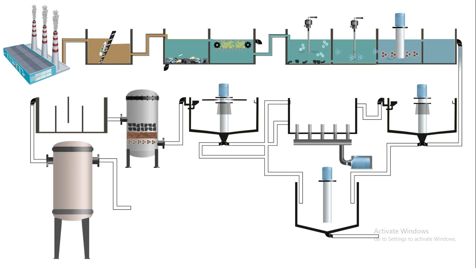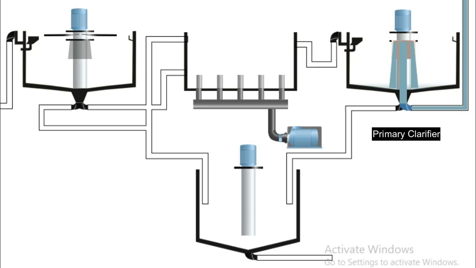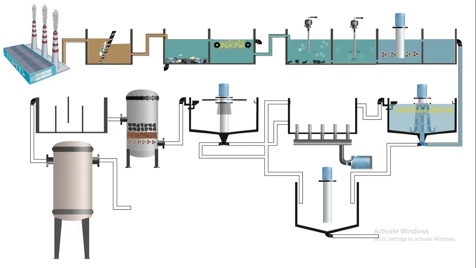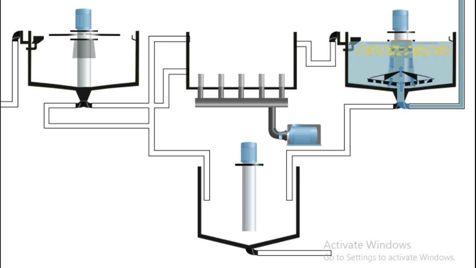The next stage is the primary clarifier, where gravity settling takes place. The water enters a calm tank where heavier solids, including sand and flocculated particles, settle at the bottom as sludge, while oils and scum float to the surface. Mechanical scrapers continuously collect the settled sludge and surface skimmers remove the floating materials.